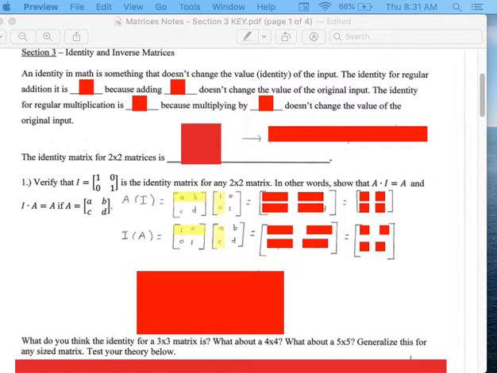All right, here we go. Matrices, section 3. So today we're talking about identity and inverse matrices, okay?